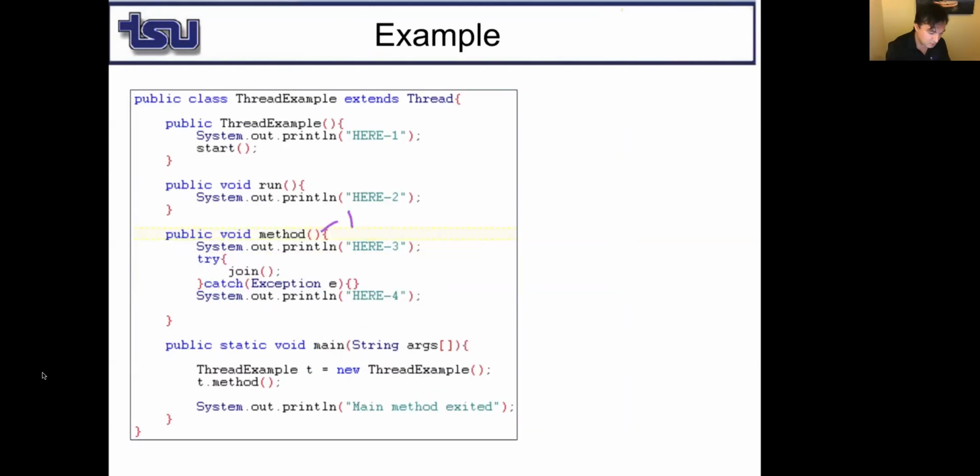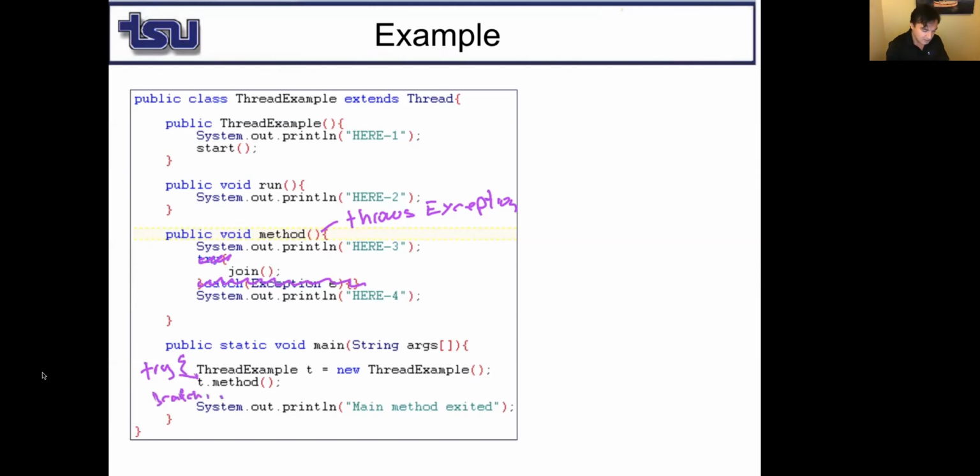I can say throws exception. Then I can get rid of this. However, whoever is calling this method must have try catch. Otherwise, still compile error.